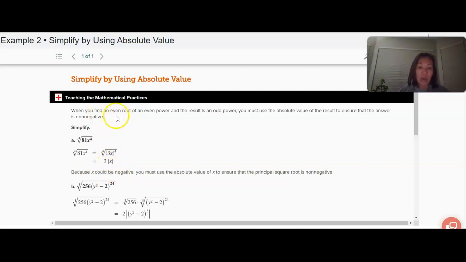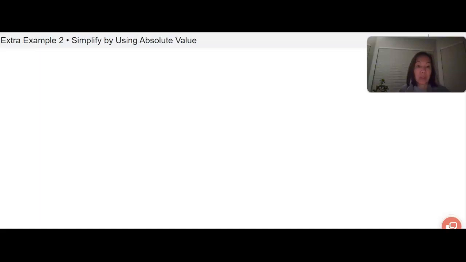So because x can be any number, we want x to be positive, so we'll use absolute value symbols here. And again, that's only when we have an even root of an even power and the result is odd, then we will just put absolute value here. So here, the 8th root of 256 is 2, 24 divided by 8 is 3, so this is an even root, even power, odd result. So we'll use absolute value here to ensure that this value is positive, because we want our principal square root, and the principal square root is always positive. So that's just one quick thing to note. Only in this situation do you have to worry about that.